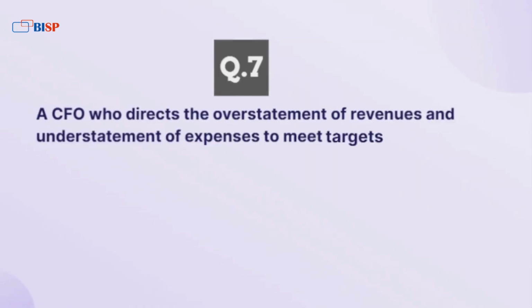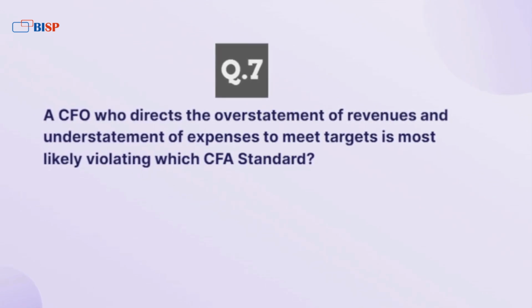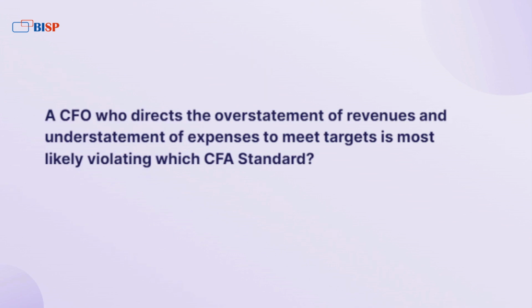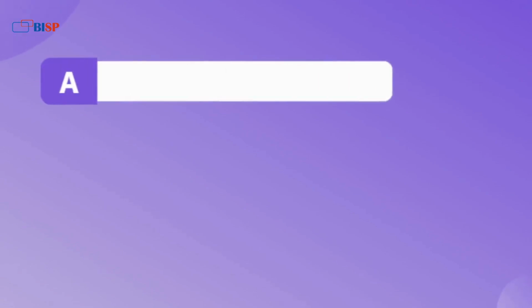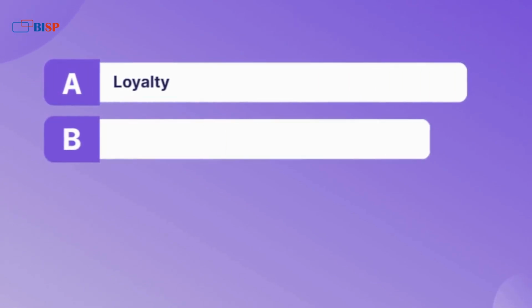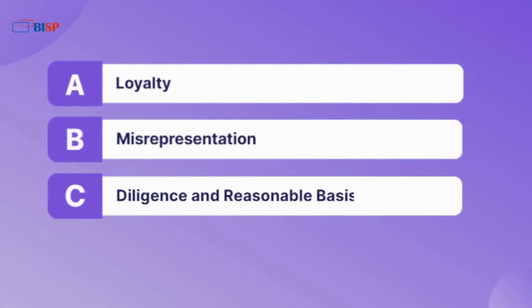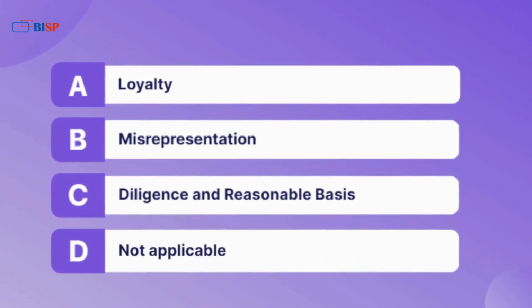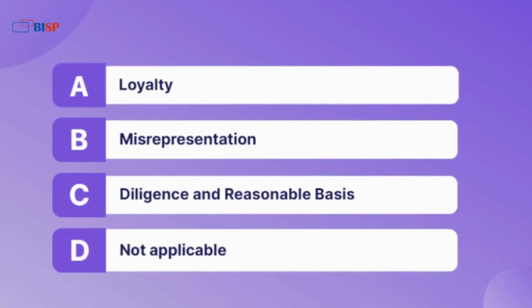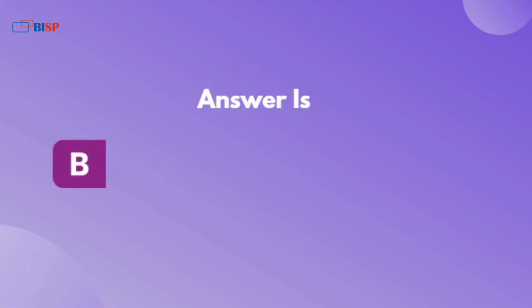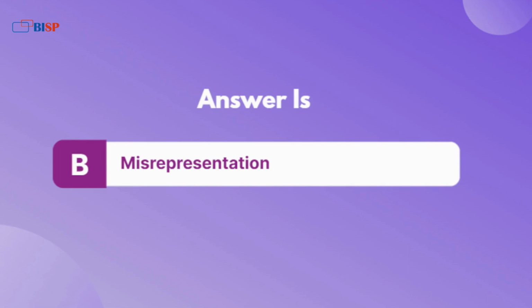A CFO who directs the overstatement of revenues and understatement of expenses to meet targets is most likely violating which CFA standard? A. Loyalty. B. Misrepresentation. C. Diligence and reasonable basis. D. Not applicable. Answer is B. Misrepresentation.